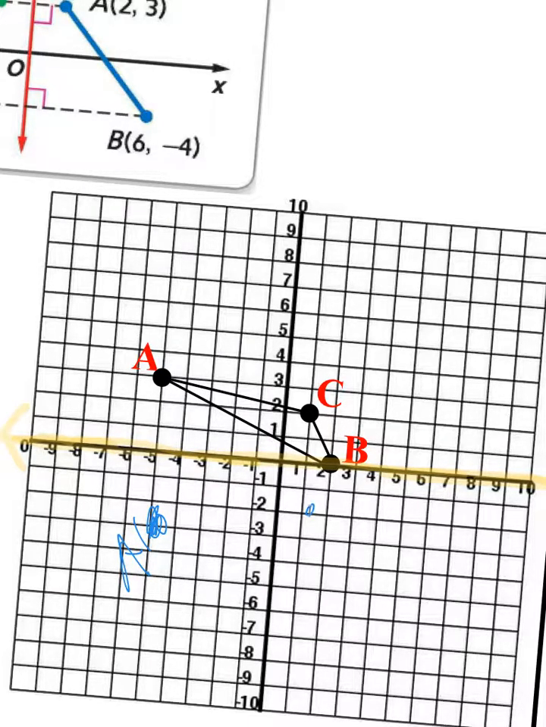And then C prime will be right here. And then B, you notice it's on the line of reflection and it didn't move at all, did it? And so you could just reflect it just eyeballing it. C was 2 spots above, so I go 2 spots below. A was 3 spots above, I go 3 spots below. You could do it that way too.